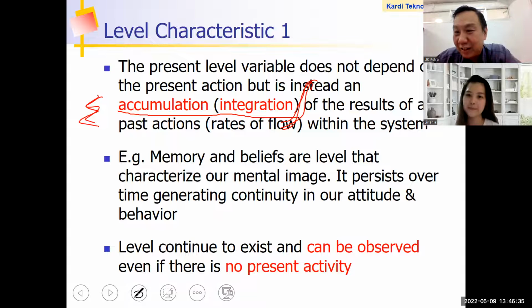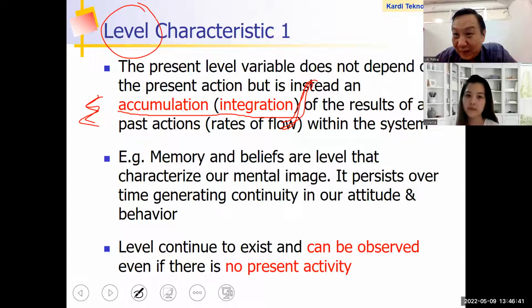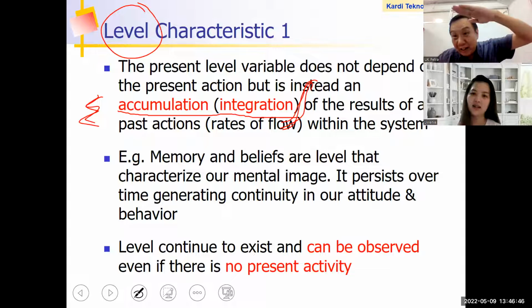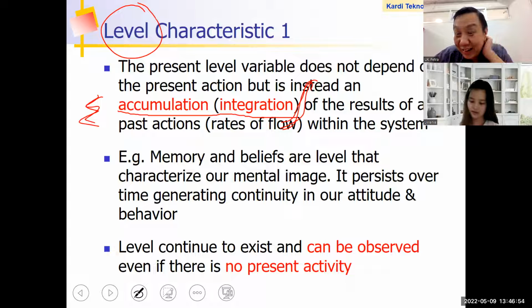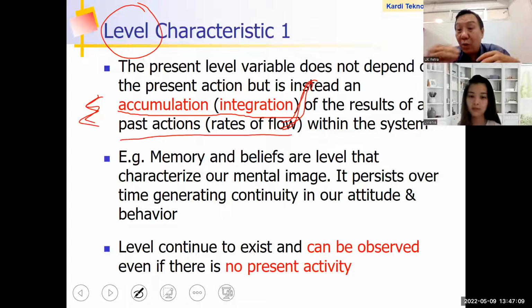What do that sum and integration mean? That is actually about level. That is accumulation, so the level will increase. When you see there is a sum there, what you sum is actually the level, the state value. So what is this sum? The sum of all the past action within the system. What does this past action mean? The rate of flow, either flow in or flow out.